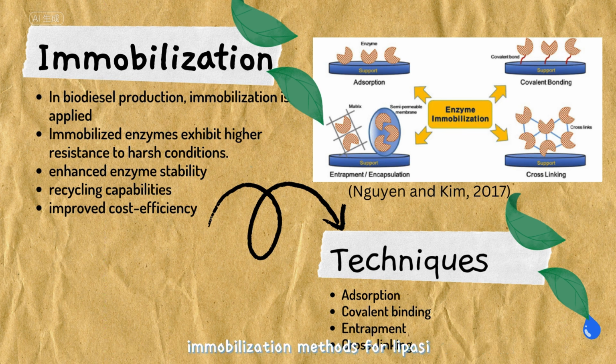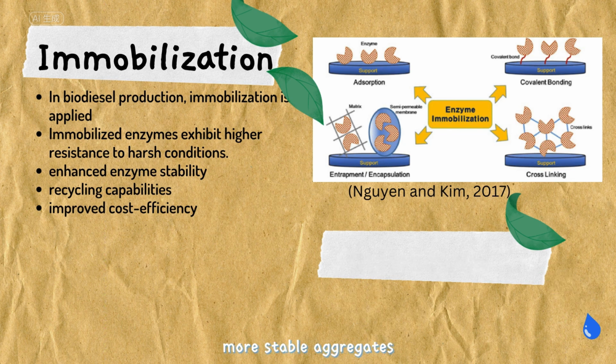Immobilization methods for lipase enzymes include adsorption, covalent binding, entrapment, and cross-linking. Adsorption involves the weak attachment of the lipase to a solid carrier, while covalent binding creates stronger chemical bonds between the enzyme and the support. Entrapment traps the lipase within a porous matrix, and cross-linking chemically links enzymes together to form larger, more stable aggregates.